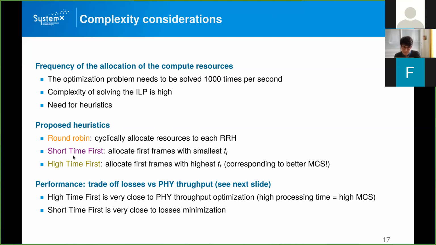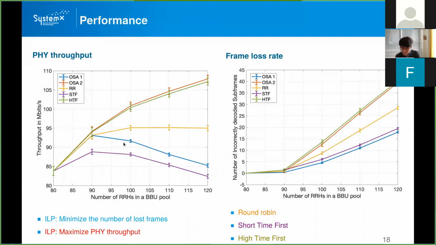The other one is short time first. First, you are going to serve frames which have a small time of service. So these are frames that have a small MCS as well. And the third heuristic is high time first. You are going to serve first the frames which have a high computing time, which corresponds to a high MCS, so a high information content. And now we can look at the performance of these strategies.